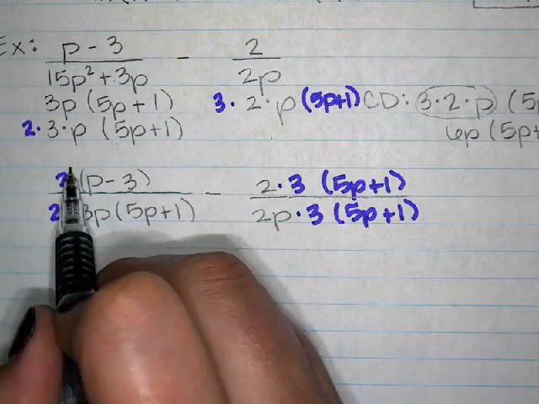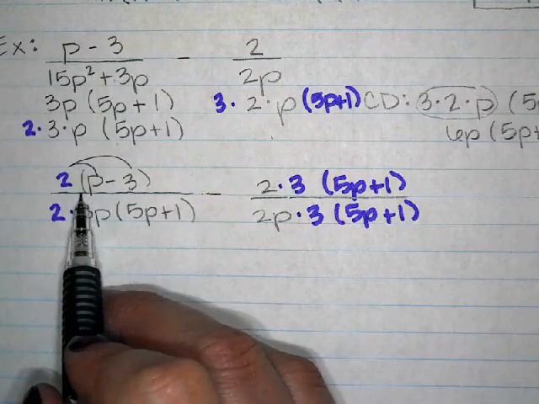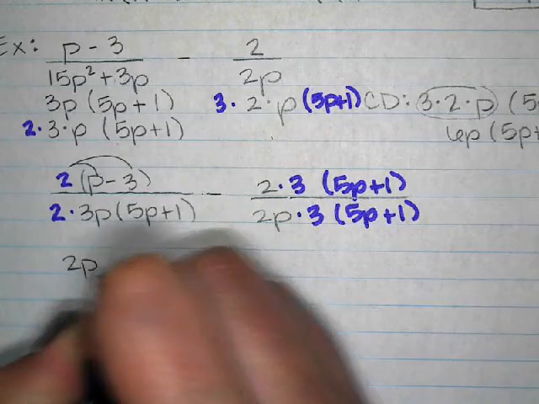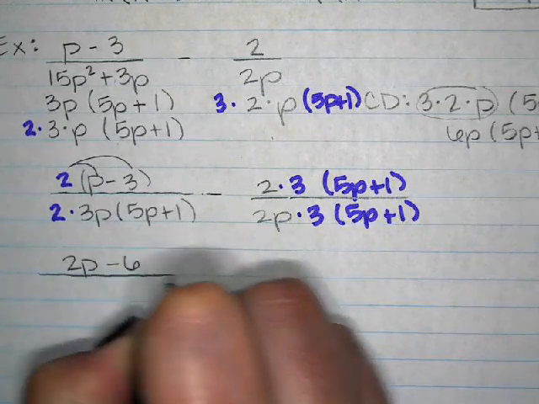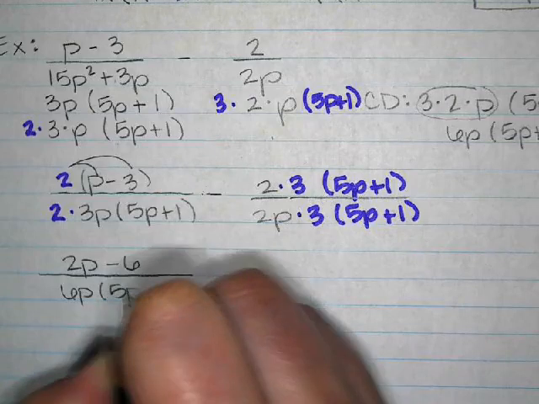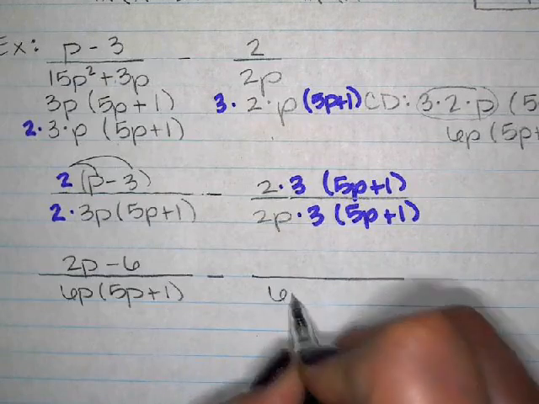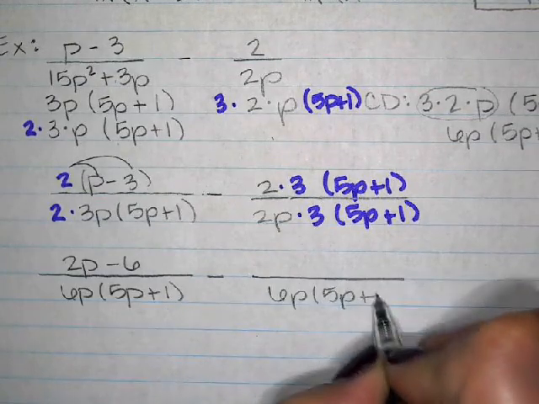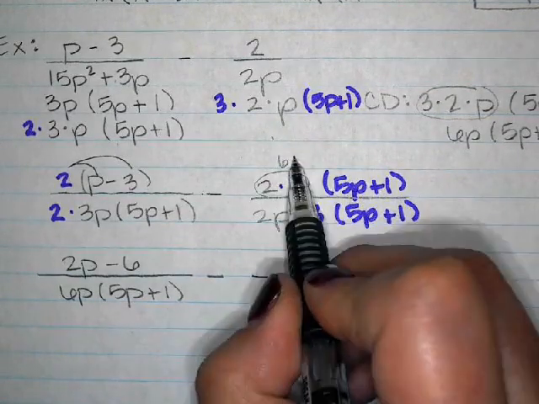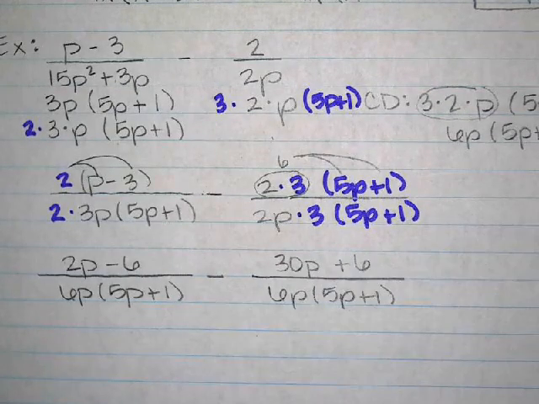Okay. So for the first fraction, what do we have on top? 2p minus 6. And my denominator is 6p times 5p plus 1. And then for my second fraction, I've got 6. So 30p plus 6 over the same denominator.